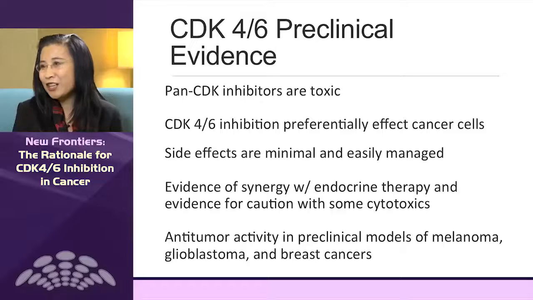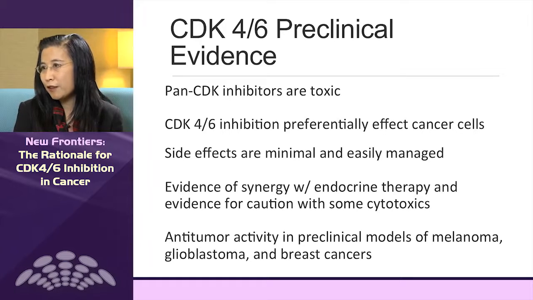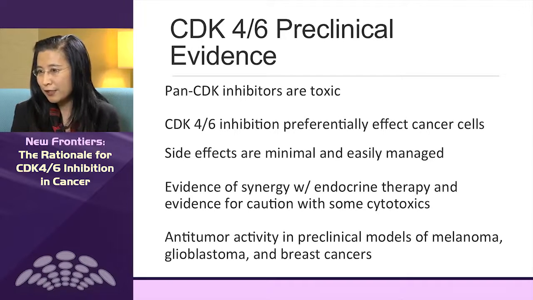What preclinical evidence of the safety and effectiveness of CDK4-6 inhibitors do we have? In contrast to the pan-CDK inhibitors, which are toxic and have side effects on normal cells, CDK4-6 inhibitors have a preferential effect on cancer cells. And in preclinical studies, CDK4-6 inhibitors have been shown to be preferentially effective in estrogen receptor positive, HER2 negative breast cancers, and also in HER2 positive cancers, but not much in the basal-like breast cancers.